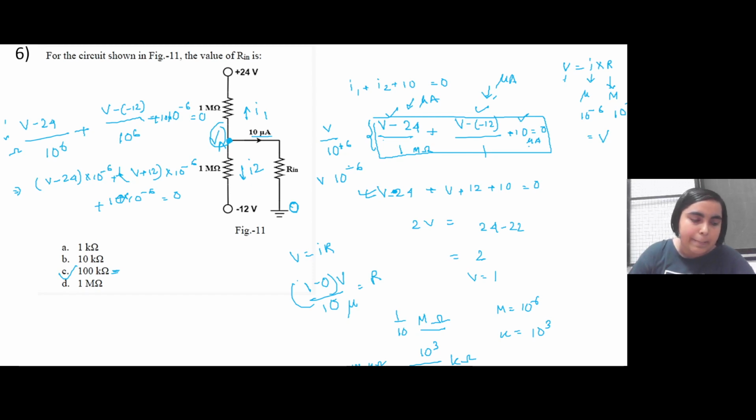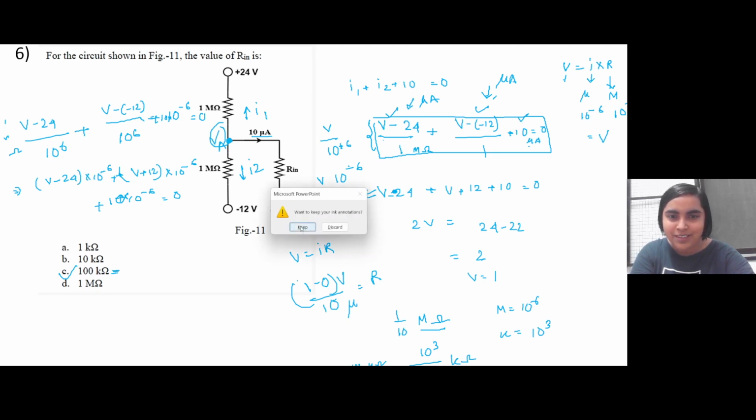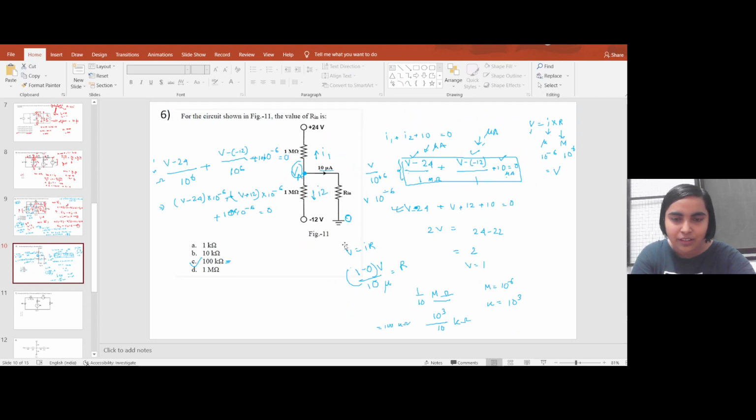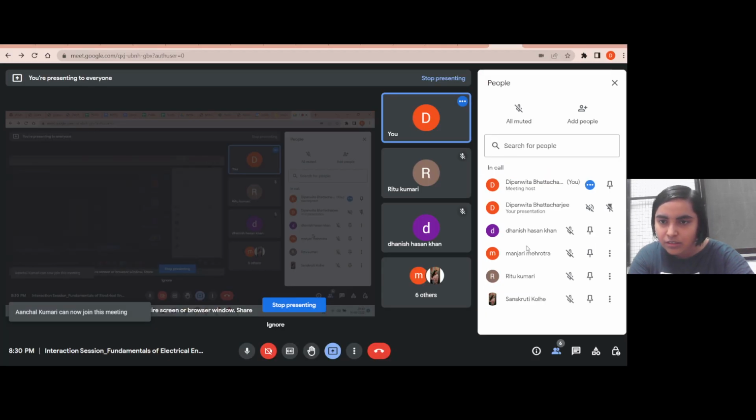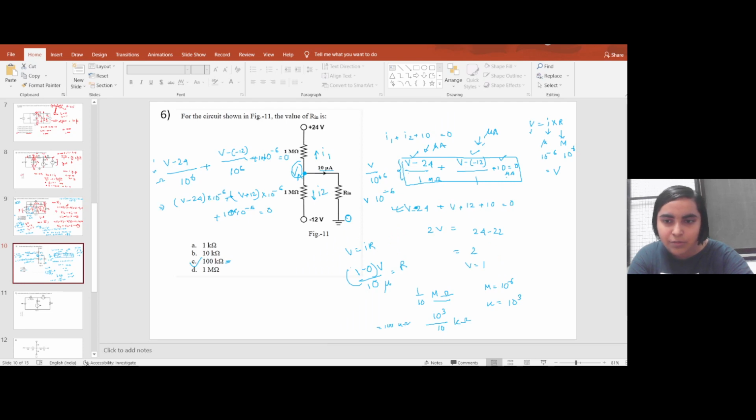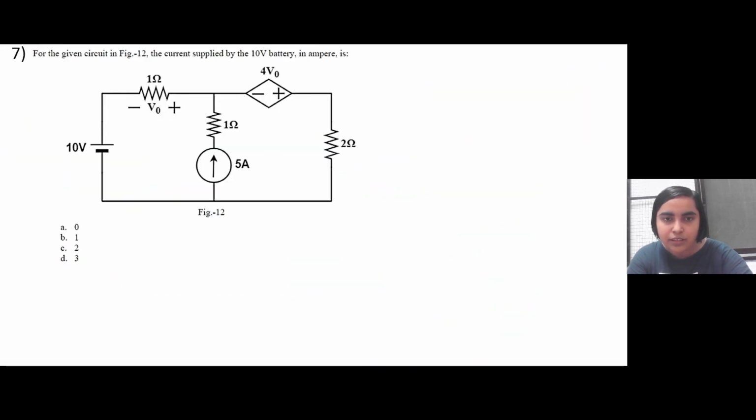I have one more problem. Do you wish me to continue, or should we stop here? It is past 8:30, so I'm just asking, should we stop here, or do you want to finish off another problem and then conclude? Sorry, where is? I see only 6 people here. Or maybe we can stop here. I'll just discuss the next problem and then we'll leave.